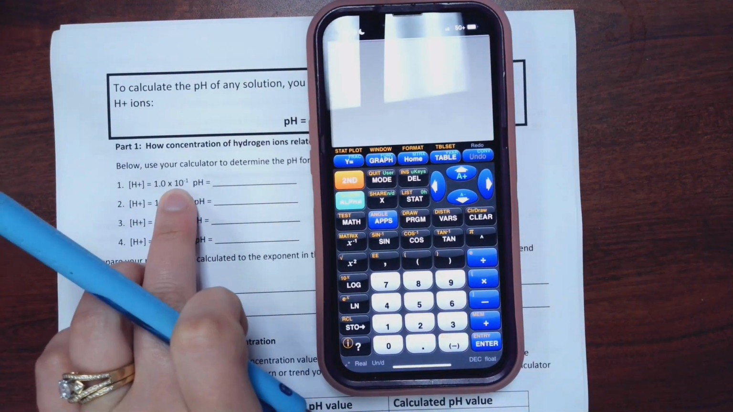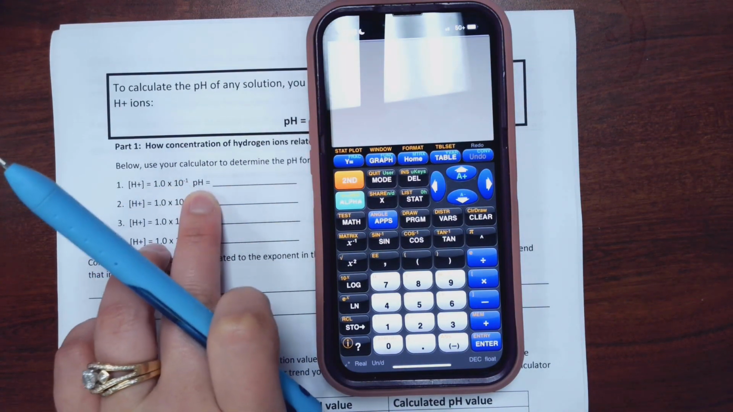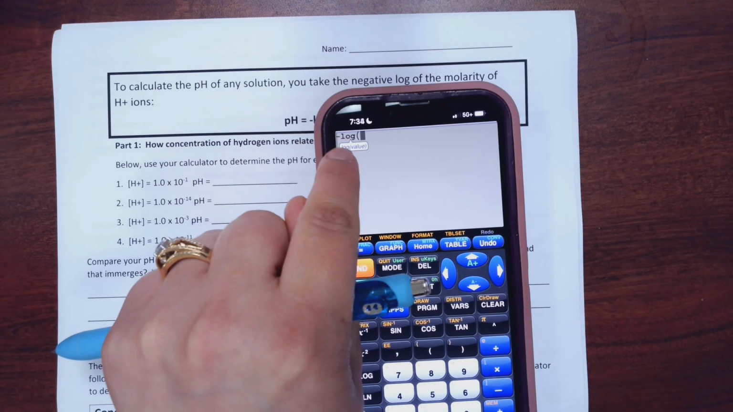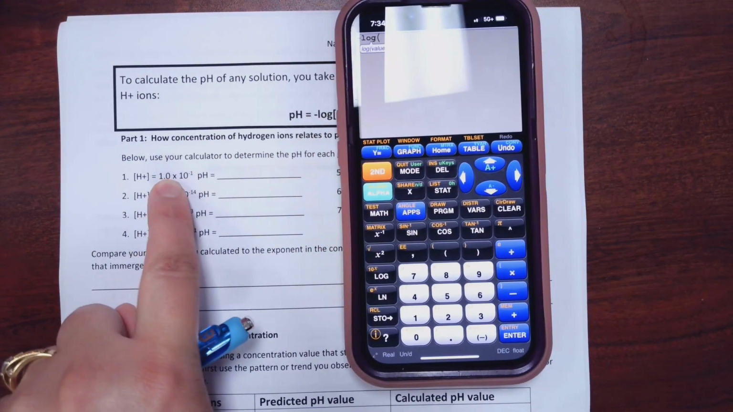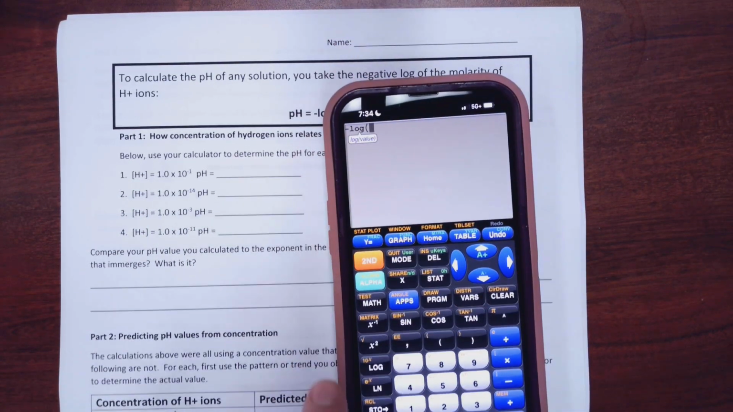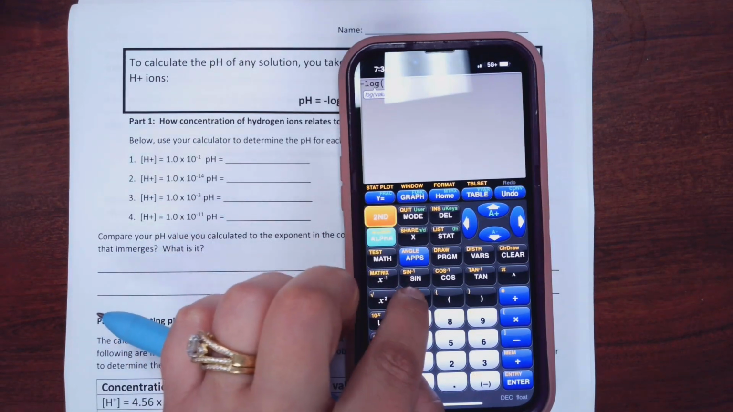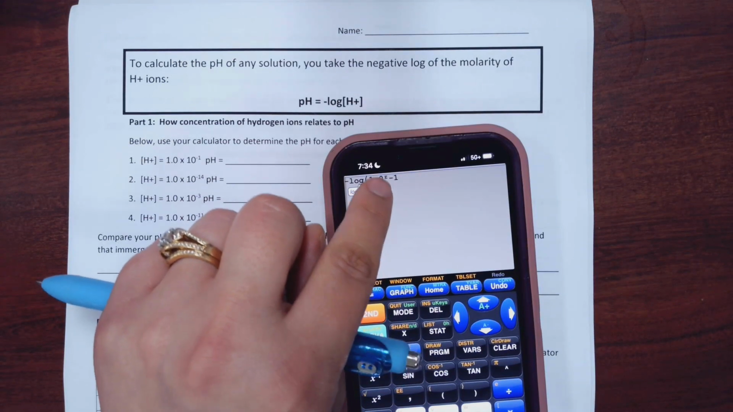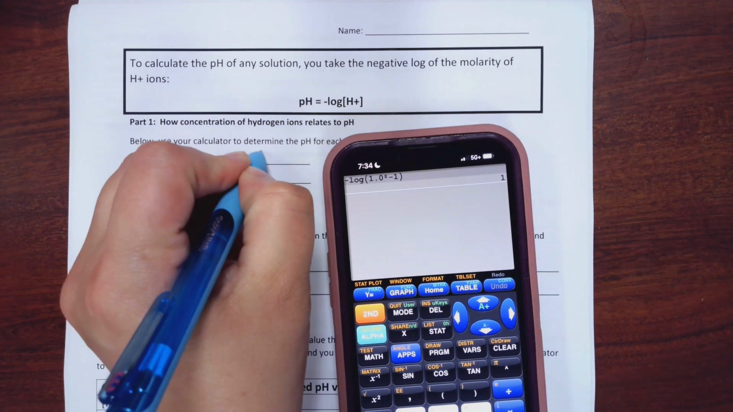So let's go ahead and do this first one. They've given us a hydrogen concentration of 1.0 times 10 to the minus 1, and they've asked us to find the pH. So we're going to take the negative log, and you'll notice that it automatically opens up a parentheses for you, okay? And then we're going to put in this number. Now remember, we're going to use our special buttons here. We're going to use 1.0, second, comma, negative 1. So it should look like that on your screen, 1.0 e negative 1. And then close off that parentheses. That gets us a pH of 1.